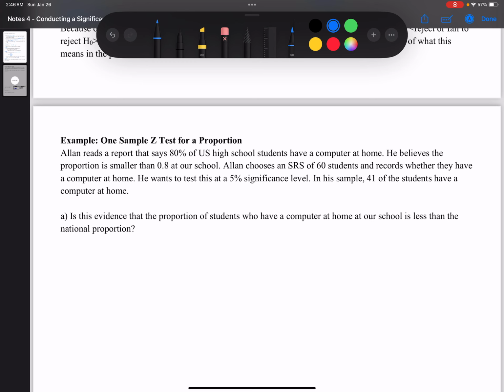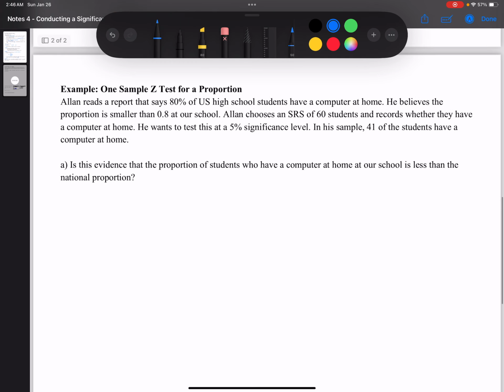Okay. All right, so let's look at an example. Okay. So go ahead and read this real quick, and then we will run through all the steps. All right, so first up we have to identify everything. So let's see, p in this case is going to be our proportion of students who have a computer at home. Okay. And then our null hypothesis is, let's see, Alan reads a report that says 80%. So that means p is equal to 0.8.